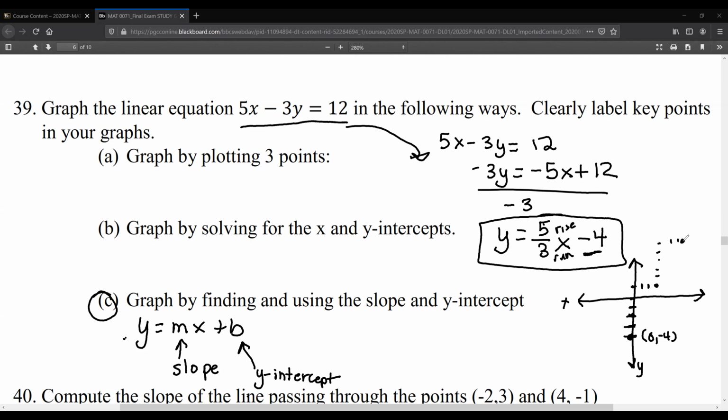So remember now, your graph is going to look like this. I don't have a straight edge ruler, but I'm doing the best that I can. So this is your graph.